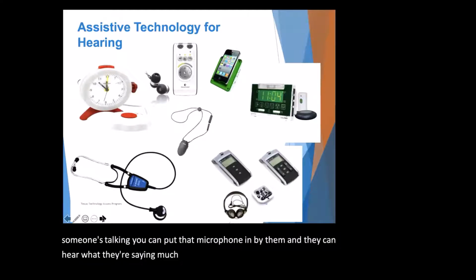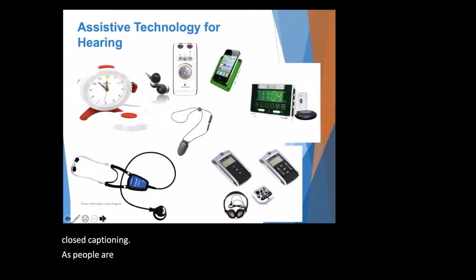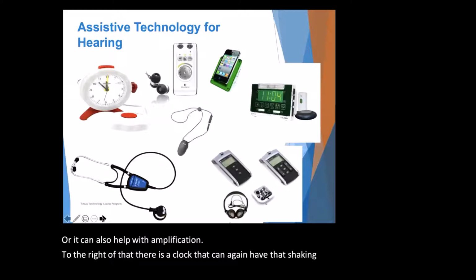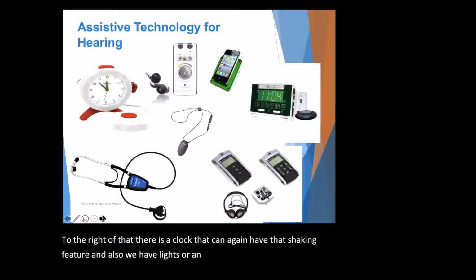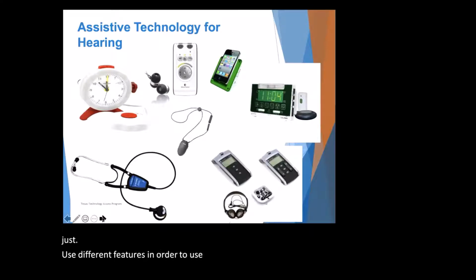To the right of that is a cell phone. There are many apps available now that will actually do closed captioning as people are talking, or it can also help with amplification. To the right of that, there is a clock that can again have that shaking feature. It also has lights and different sounds, so you can use different features in order to use it as an alarm clock. There are so many options for amplification.